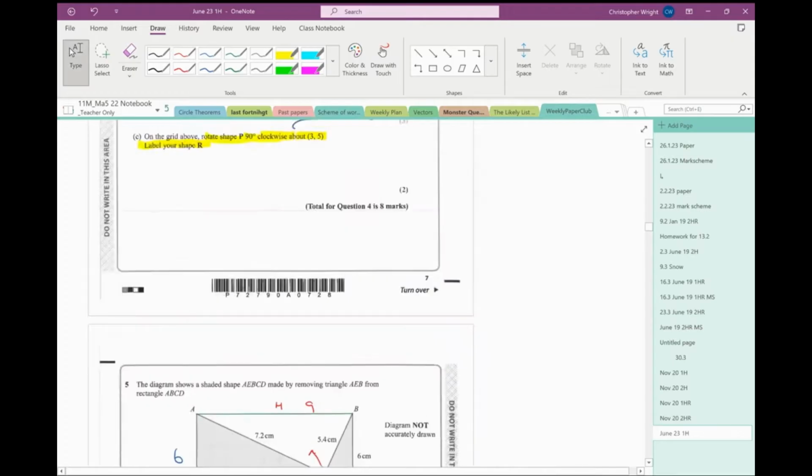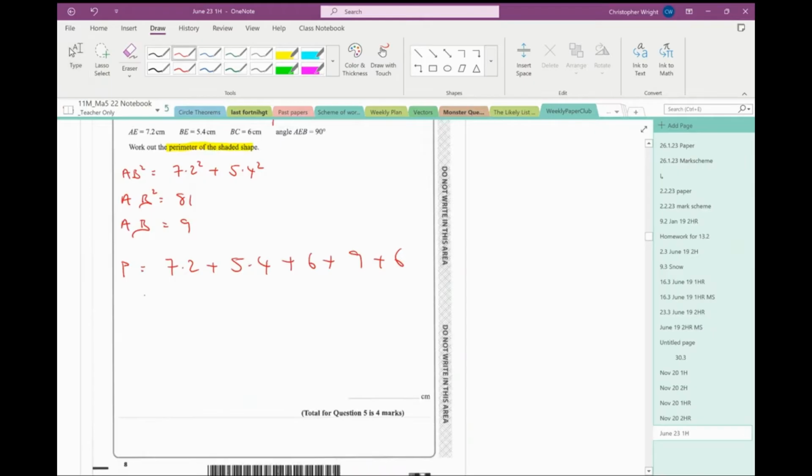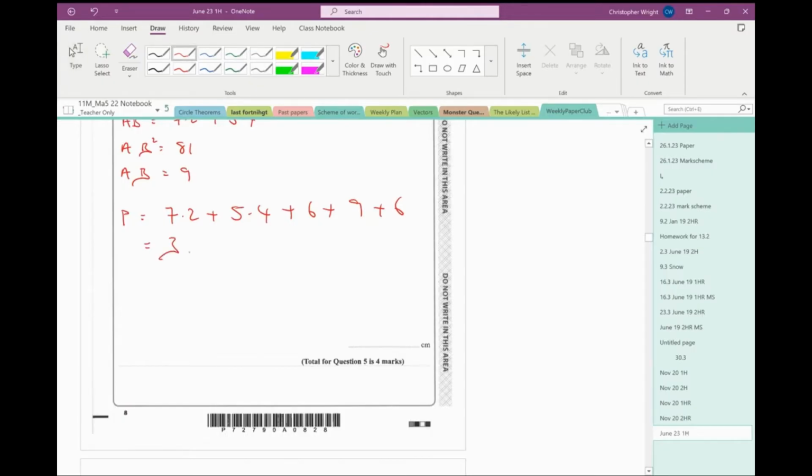So the perimeter of the shaded shape is going to be as follows. I'll start here, and I'm going to move 7.2, 5.4, 6, 9, and 6. So the perimeter will be 7.2 plus 5.4 plus 6 plus 9 plus 6. So let's add that little lot up. That gives me 33.6 centimetres.